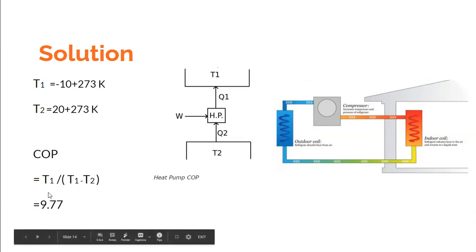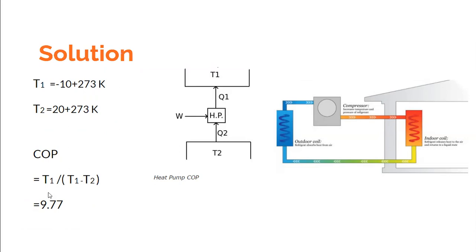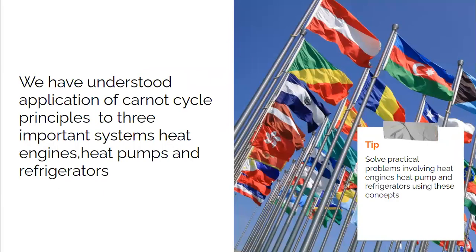So these are very simple concepts, but very useful concepts, which you need to internalize, especially the concept of finding the maximum COP for a heat pump or a refrigerator, and maximum efficiency for an engine, which is a Carnot engine. I hope that you have understood the application of the Carnot cycle to the three important machines under consideration: the heat engines, heat pumps, and refrigerators. And I would advise you to solve some practical problems involving heat engines, heat pumps, and refrigerators using these concepts.